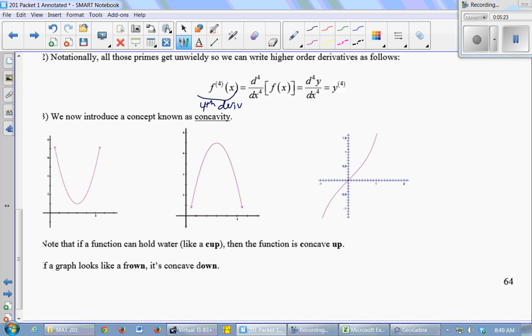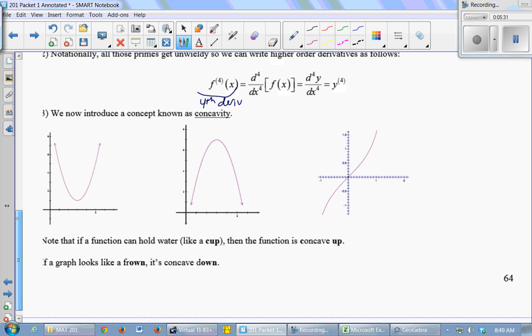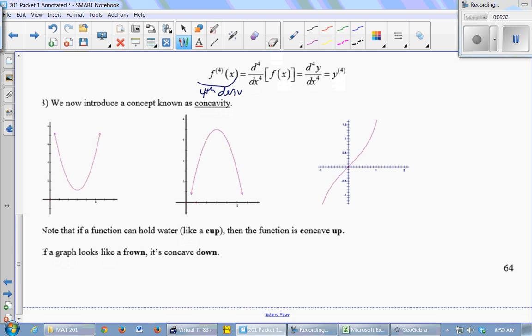All of these notations mean the fourth derivative. Okay, so now we're going to introduce a concept known as concavity. If a function can hold water like a cup, it's concave up. And if a graph looks like a frown, it's concave down. Okay, so looking at this picture, concave up or concave down?